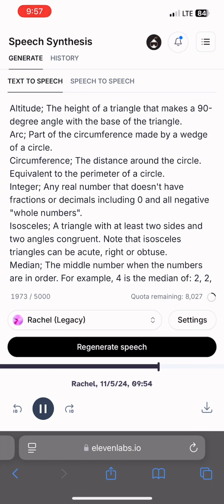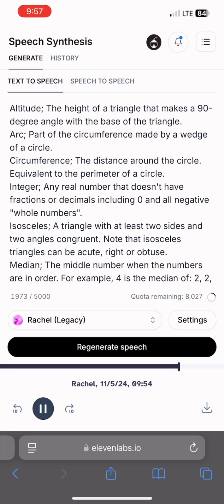Chord, a chord joins any 2 points on a circle. It cuts across the circle. Note that the diameter is the longest chord. Domain, all of the possible values of a graph.